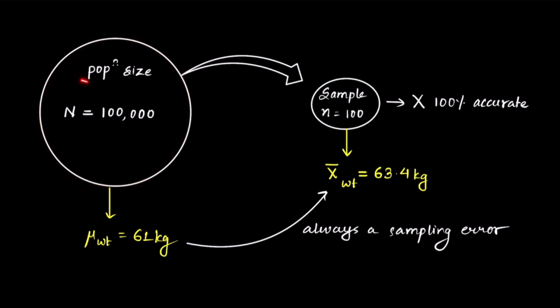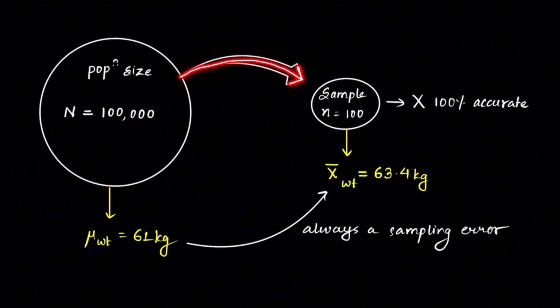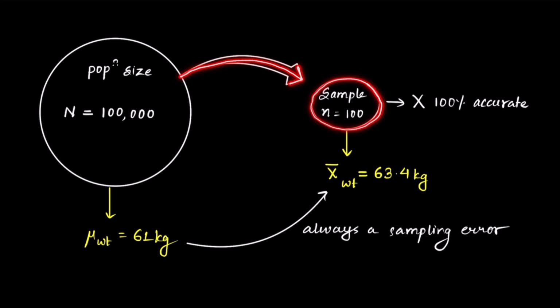A certain surveyor wants to study the weight of a population. The size of the population, capital N, is equal to 100,000 people. It is obviously going to take a lot of time to survey 100,000 people and find out the weights of individual people of that population. So what the surveyor does instead is take a small piece of this population, which we call a sample, and the size of the sample is 100. He selects 100 individuals out of 100,000, and these 100 individuals are going to represent the 100,000 individuals in his study.